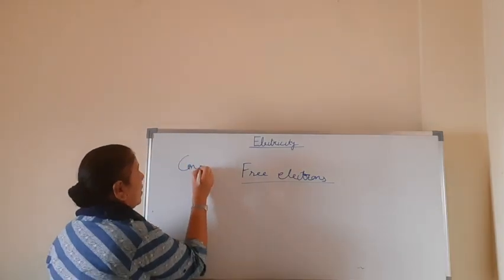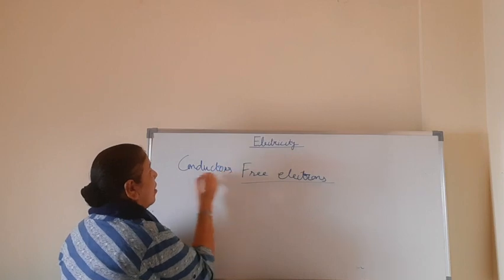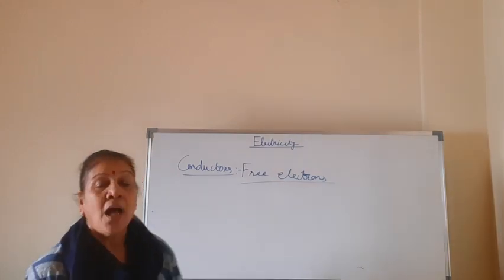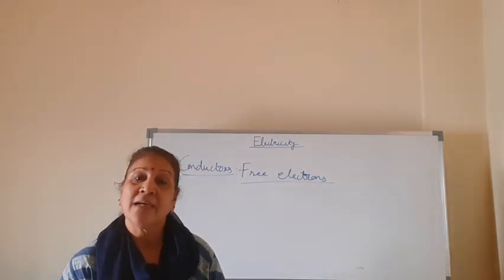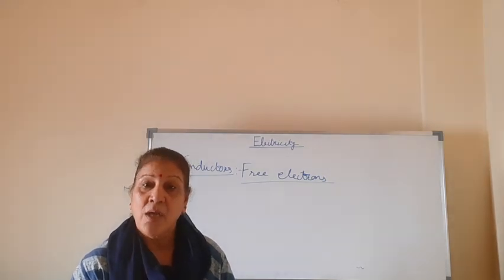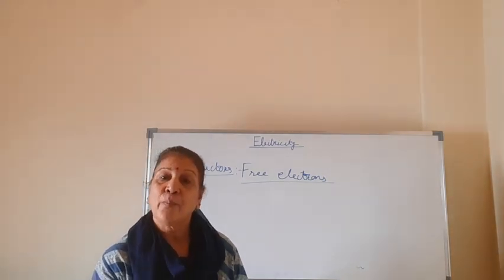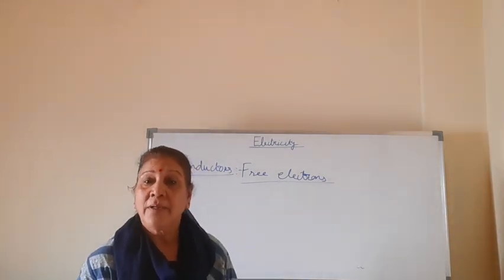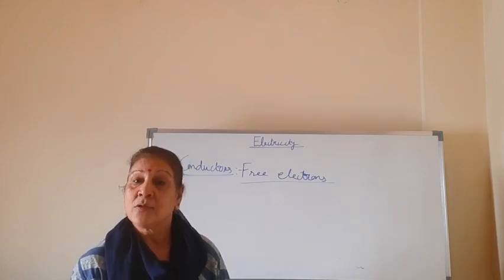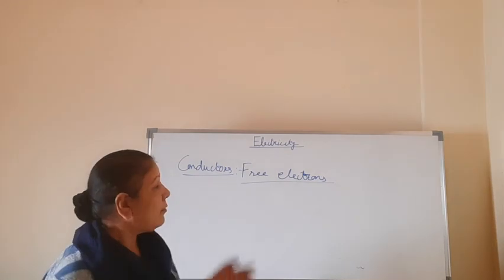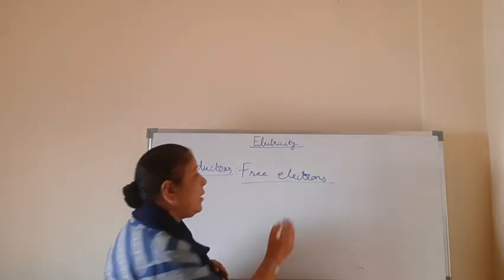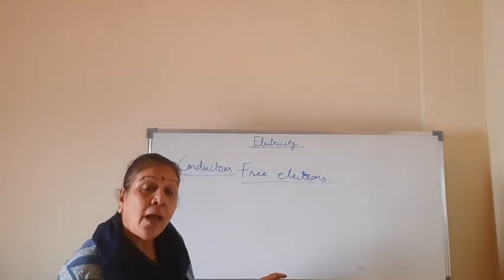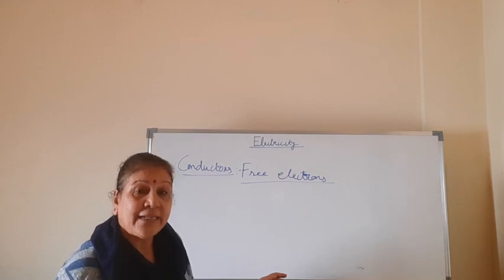So what are conductors? The substances through which electricity can easily pass. So the substances which allow the electric current to pass through them are called conductors. All the metals, graphite, a form of carbon, are conductors. Our human body is also a good conductor of electricity. So the free electrons are found where they are loosely bound with the nuclei, and they jump from one atom to another, and that's how they conduct electricity.